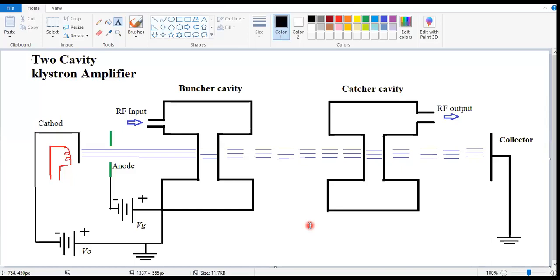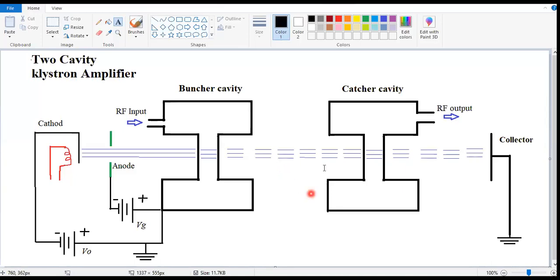Then the power output. How much power can it give you? This is the average power output, the continuous wave. You can get power in two modes: one is the continuous mode power and the other is the pulse mode power. In the continuous mode the power is about 500 kilowatt, and the pulse power is up to 30 megawatt.